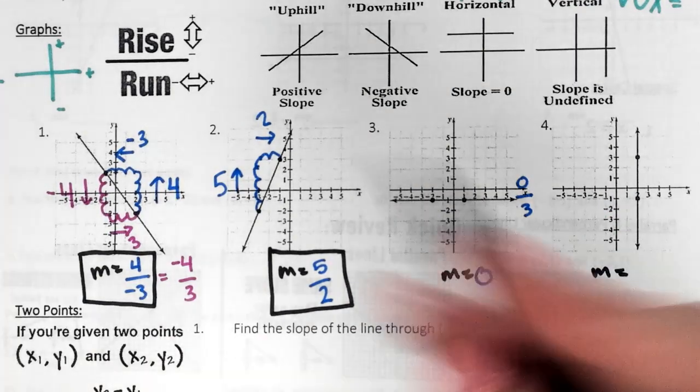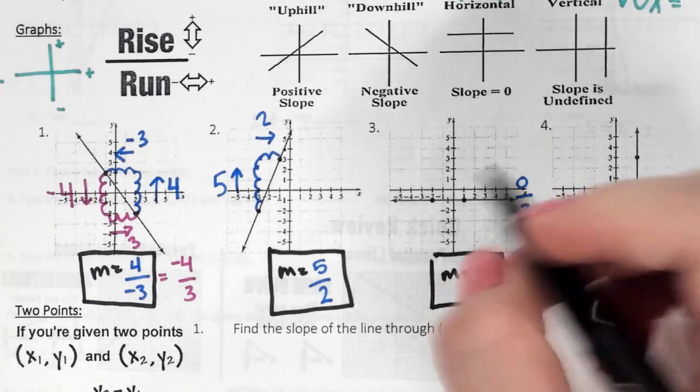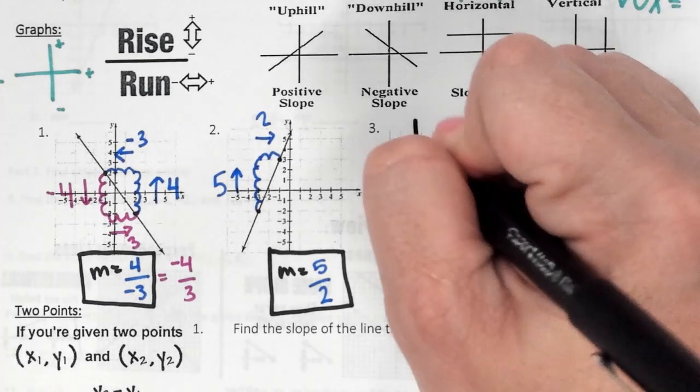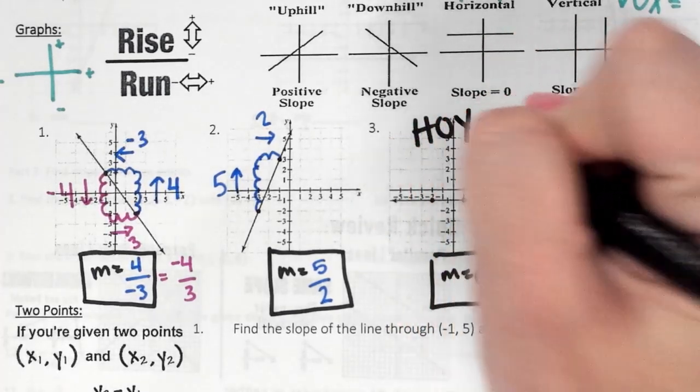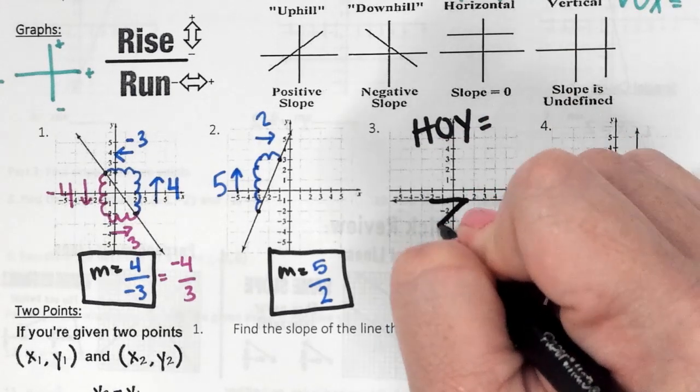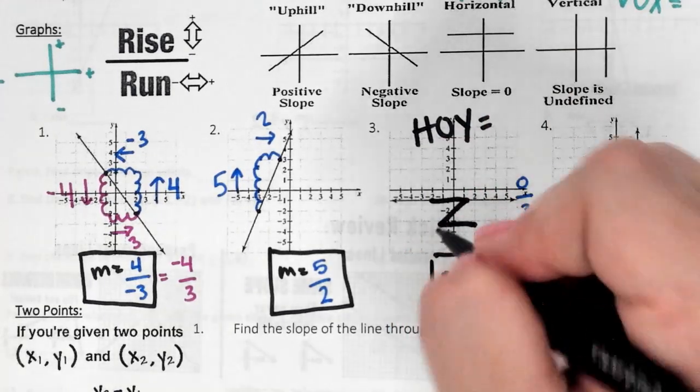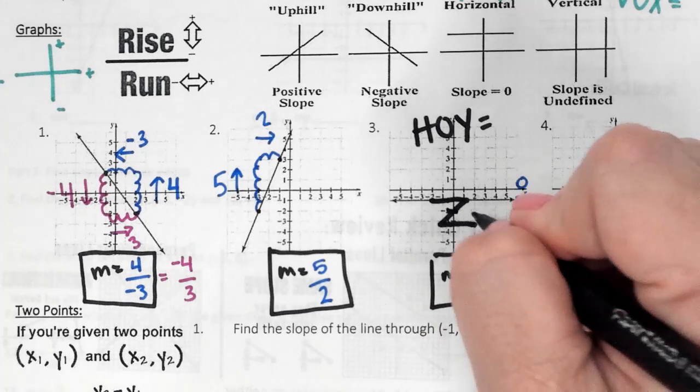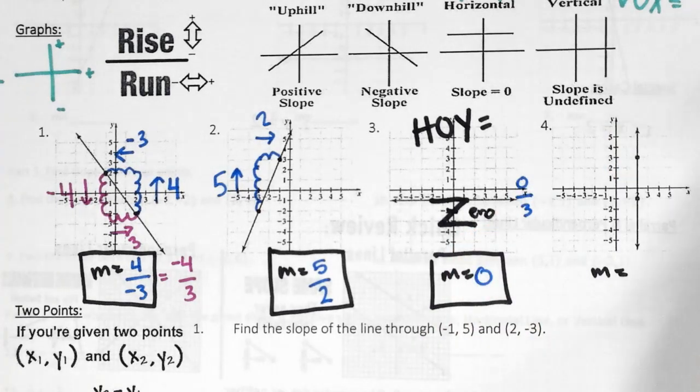Now, another thing I want you to realize is that this is a horizontal line, which is a 0 slope, and you could also make a zero out of your line. Okay.